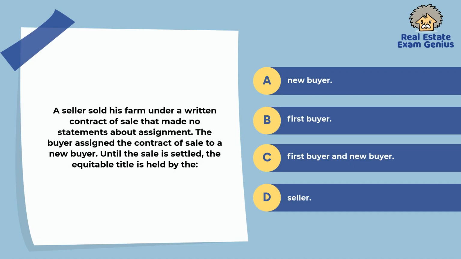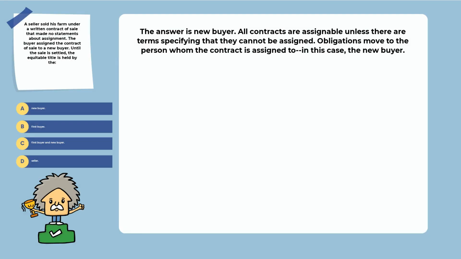72. A seller sold his farm under a written contract of sale that made no statements about assignment. The buyer assigned the contract of sale to a new buyer. Until the sale is settled, the equitable title is held by the new buyer, first buyer and new buyer, seller. Explanation. The answer is new buyer. All contracts are assignable unless there are terms specifying that they cannot be assigned. Obligations move to the person whom the contract is assigned to, in this case, the new buyer.